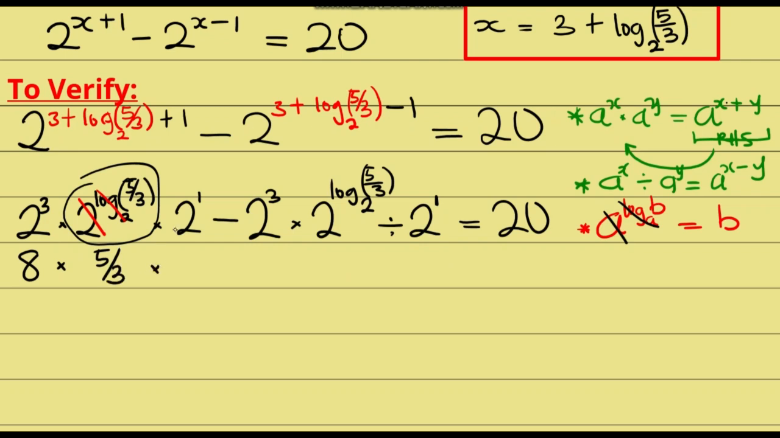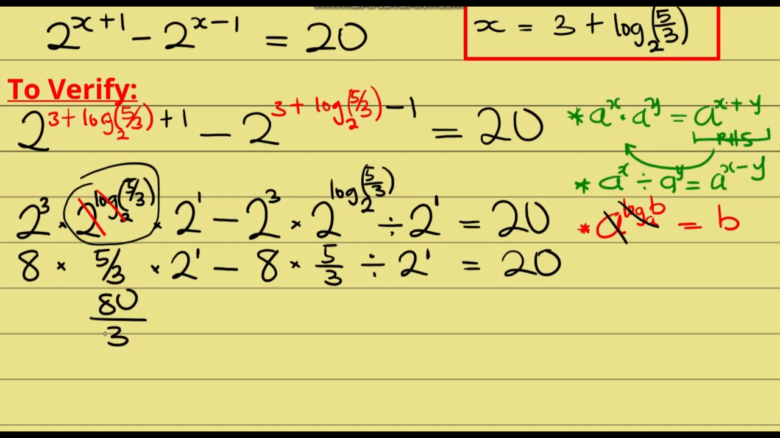Then multiply by, we still have 2 raised to the power of 1. We still have minus 2 raised to the power of 3, so also 8 as usual. Then the same thing is applicable here. We have 5 over 3 here, then divided by 2 raised to the power of 1. We're still checking if this is going to be 20 as it was in the question. Okay. To simplify this further, we have 8 times 5, that is 40. 40 times 2, that is 80. So here we have 80 over 3. This minus is standing here.